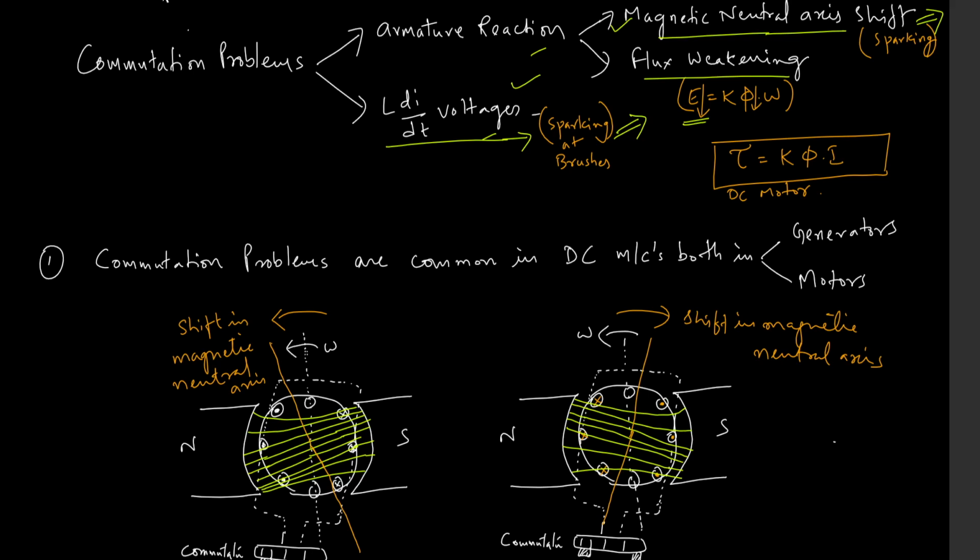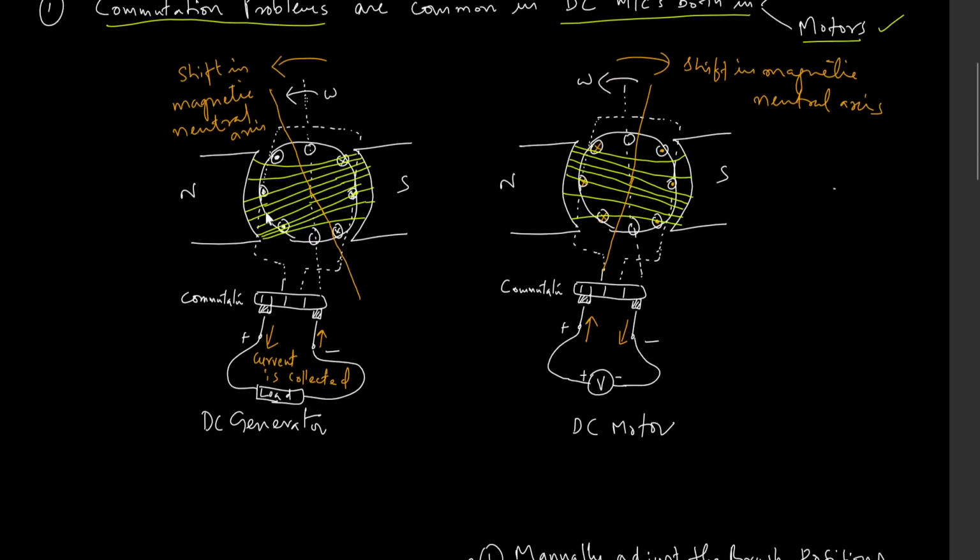Now here I would like to make a note that this commutation problem is not unique to a DC generator, but exists in both the generator as well as DC motors. I am repeating, commutation problems are common in both generators as well as motors, right? So I have shown two diagrams here: DC generator and DC motor.